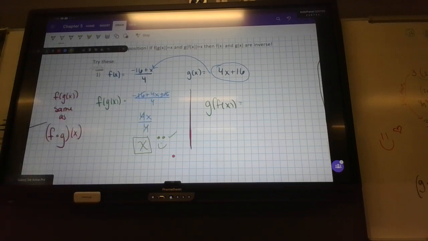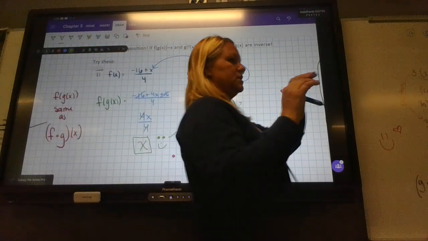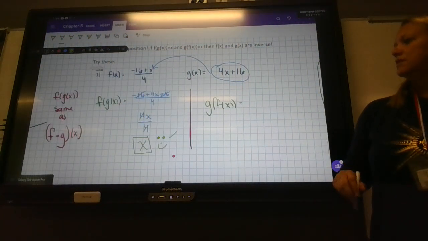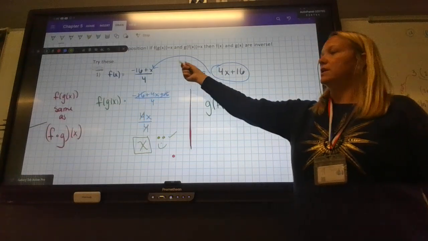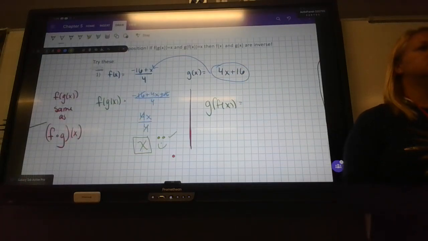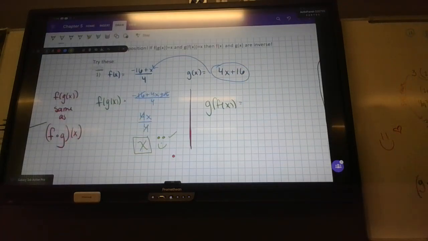So still practicing the same goals, plugging one function into the other. It's kind of satisfying, these ones, to see everything cancel. Now plug this one in here and see if it works. And then your next one's going to be a little more complicated.